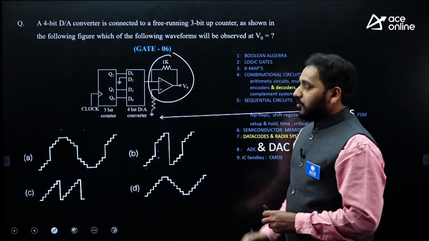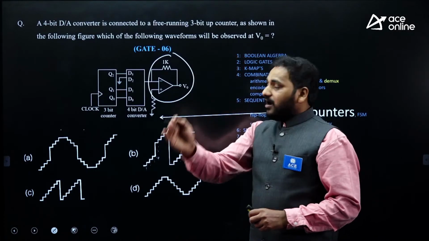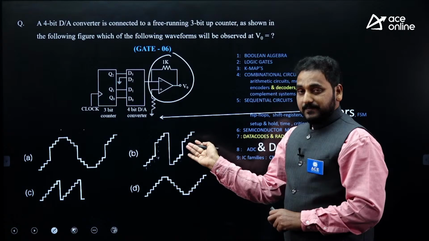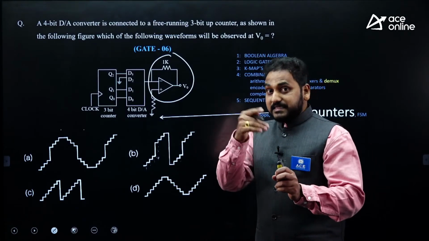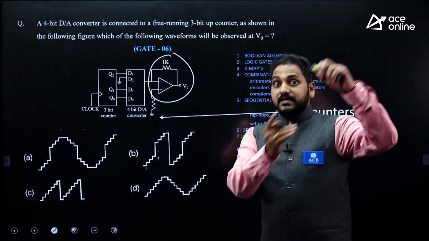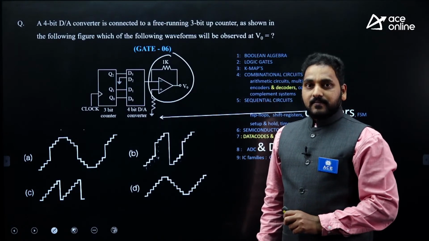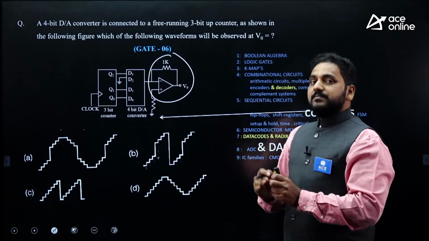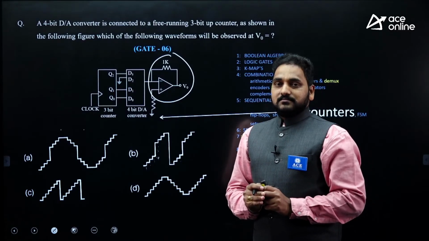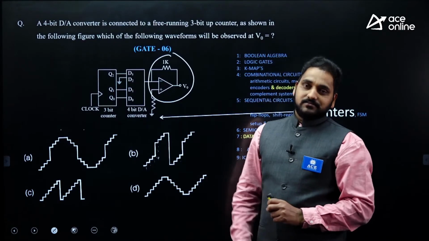You don't know anything about analog, so first you should start it. But already you have started digital. And if you start analog, 80% of the concepts are linked up with network theory again. That is the reason you should follow a certain order, then only your preparation will be very smooth and you can enjoy the preparation, right?